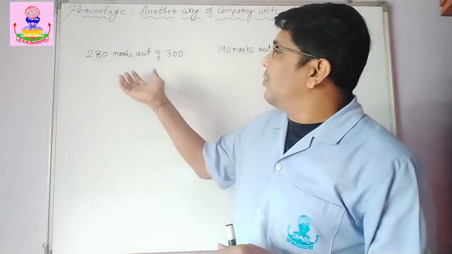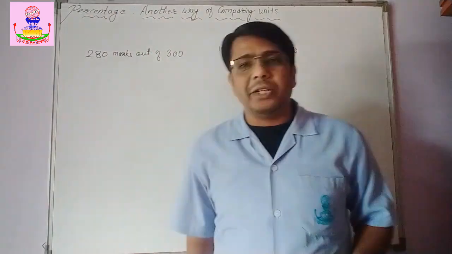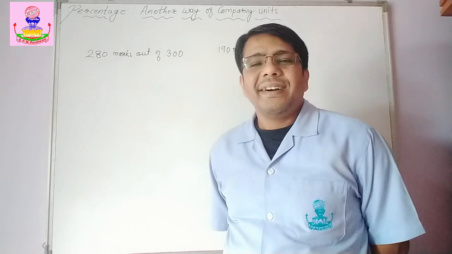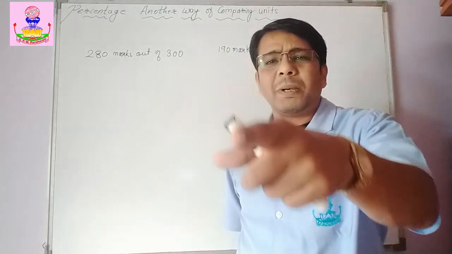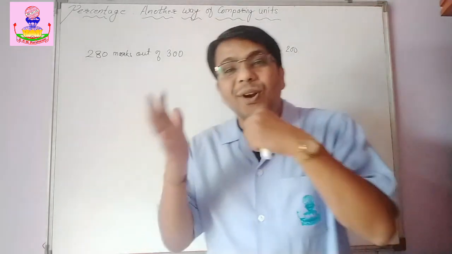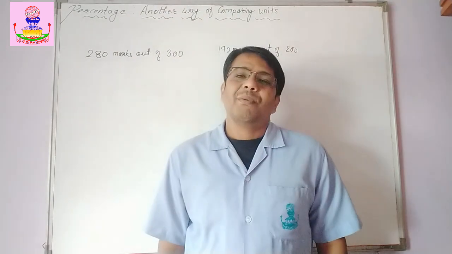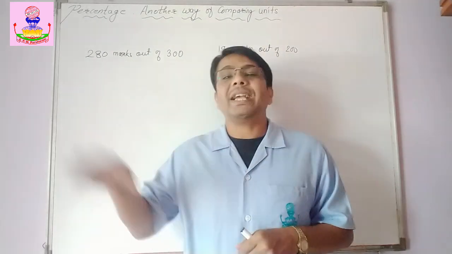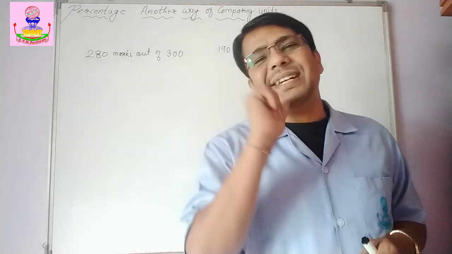For timing you may say that Sajari has scored 280 marks out of 300, so she has performed well. But can you say confidently that Sajari has performed well? We can't. So then what to do? Here we use the method of percentage. So we can find out the percentage of this, and you are very well acquainted with it.